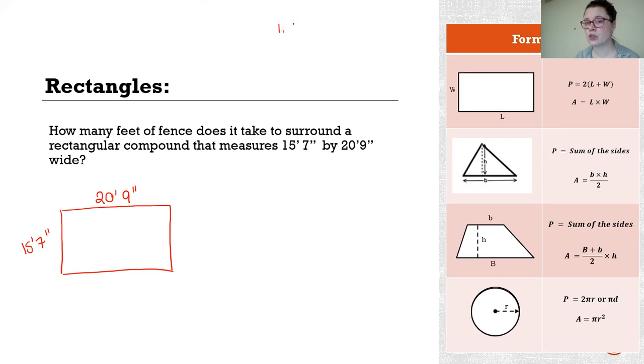So first, let's draw a diagram if it's not given. You'll notice these are the same steps we have in word problems. And 2, we're going to label.